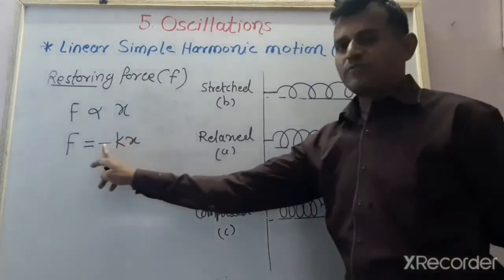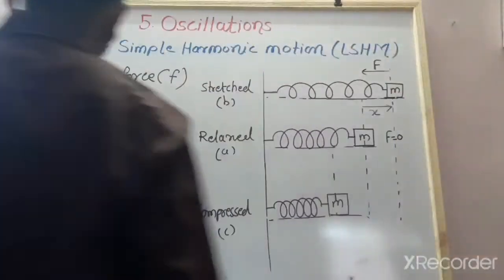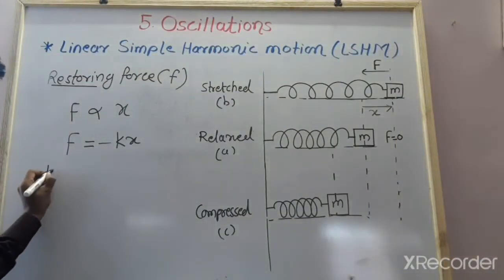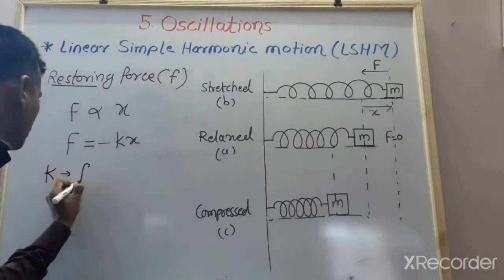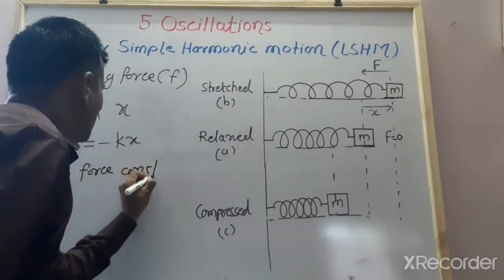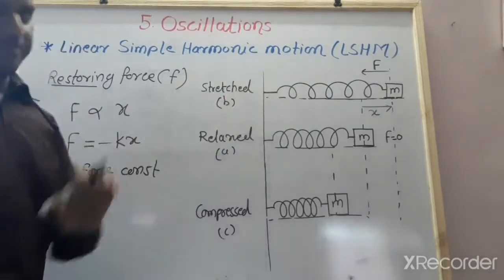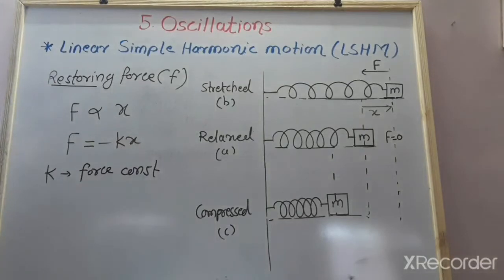This is the significance of the negative sign. This K is the constant of proportionality, and it is called the force constant. This is a force constant which depends on the elastic properties of the spring.